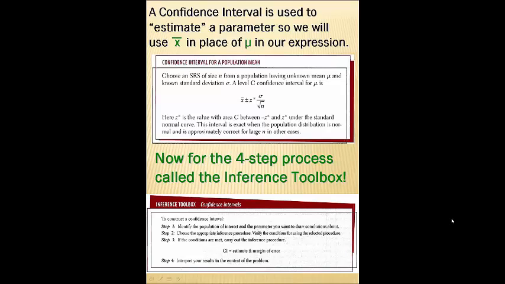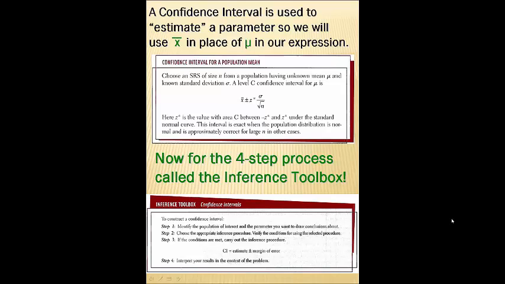Now, for the 4-step inference toolbox, remember other books have different steps, some of them as many as 10, but ours combines it down to just 4 steps. The first one is to identify the population of interest and the parameter you want to draw conclusions about. You've got to be very careful about that. Identify the population: where did you pull your sample from, and what are you measuring? What's going to be in the last statement? If you can't identify this in step 1, the chances are you're going to get it wrong in step 4 because you're not going to state your answer properly.